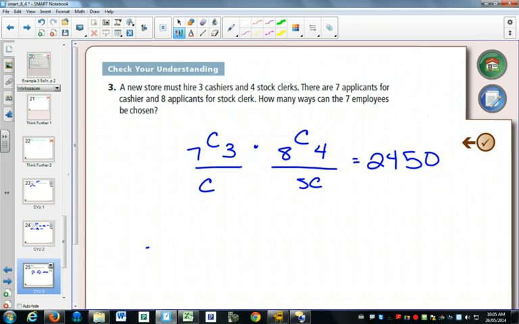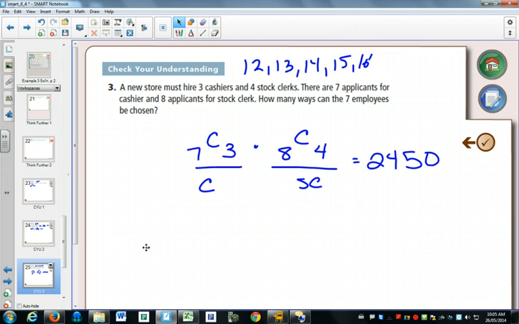So this also comes up fairly often. We see that it's a combination question because order doesn't matter. But because we have more than one decision to make, we would put them and multiply them together. So the questions for this one are 12, 13, 14, 15, and 16. And we're going to do 15 together right now. So we'll pull that up.